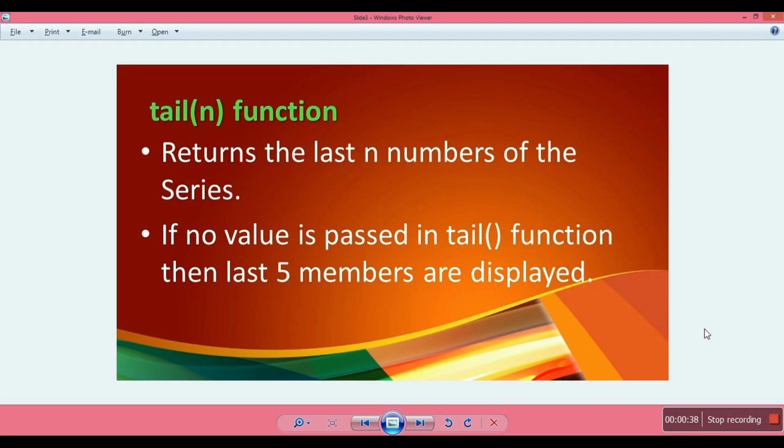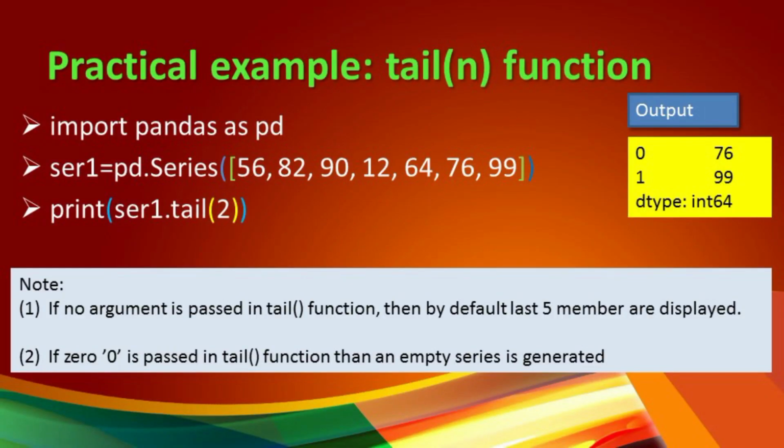What is the tail function? It returns the last n elements of the series. If no value is passed, then by default it also takes the last 5 members of the series. Let us try to understand the tail function with the help of an example as shown in the figure.